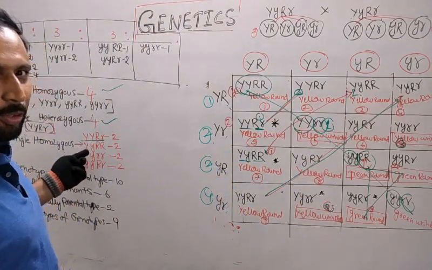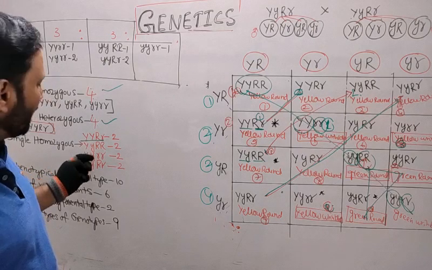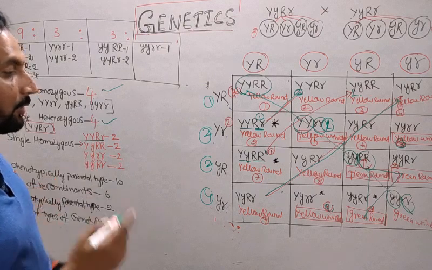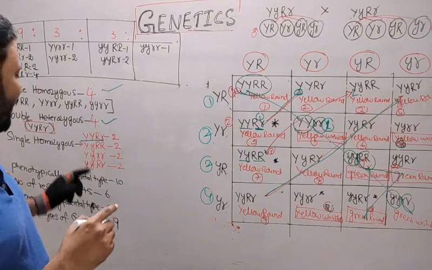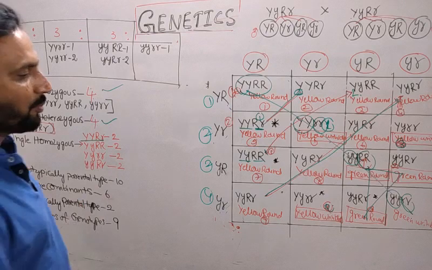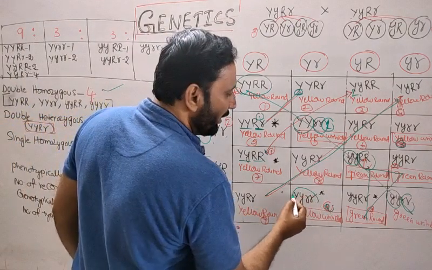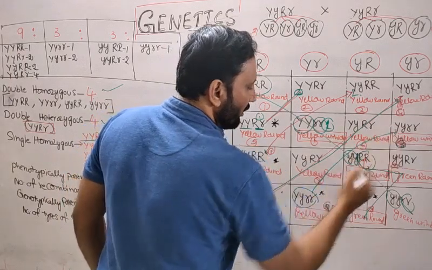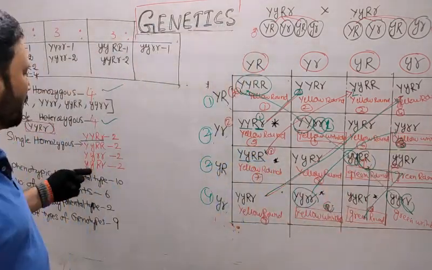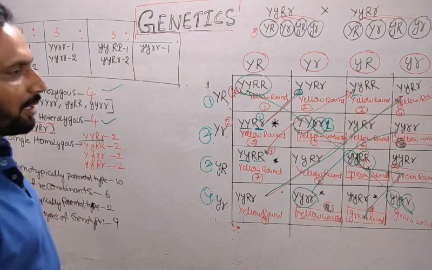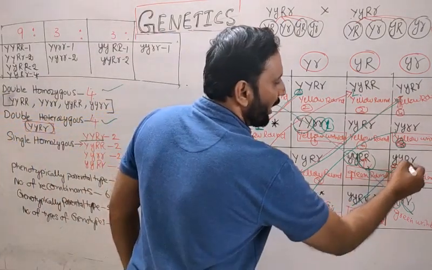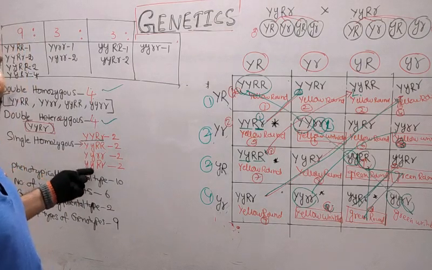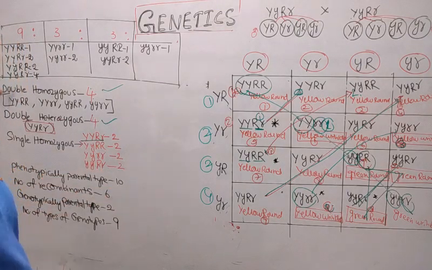It means in one character homozygous, in one character heterozygous. Then look at here. Capital Y, small y, small r. Capital Y, small y, small r. How many are there? 2 are there. Then small y, capital R, small r. Small y, capital R, small r. So this one 2. So in one character homozygous, in another character heterozygous.